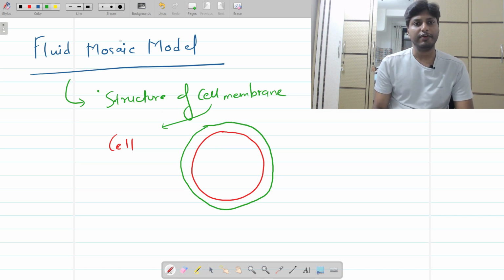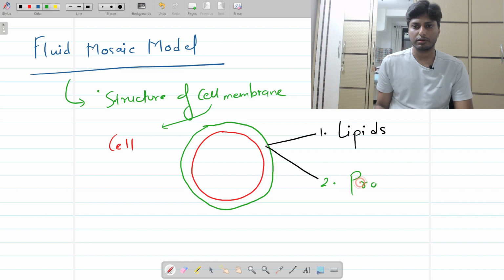So chiefly when we talk about the cell membrane, what is it made up of? This cell membrane is mainly made up of two main components, and these are nothing but one is majorly the lipids and the second one is basically the proteins. Also at the same time there is a small amount of a very important molecule which is known as cholesterol.